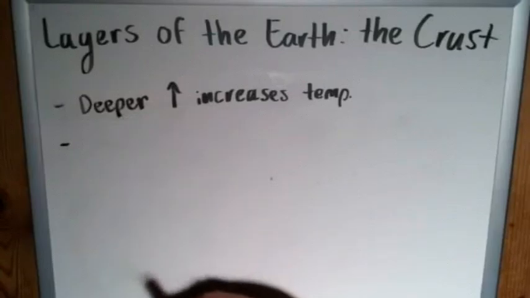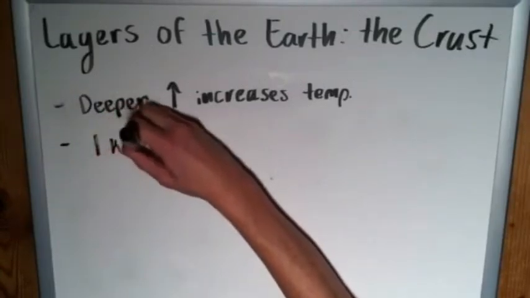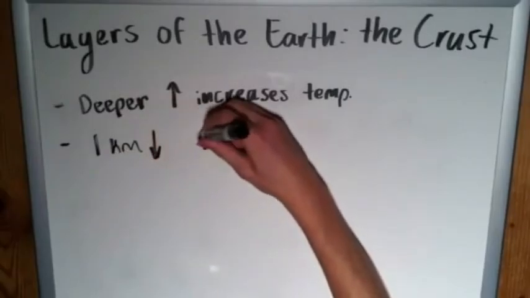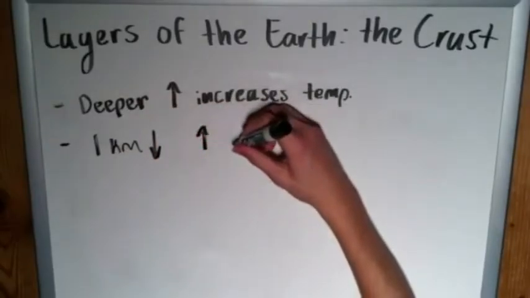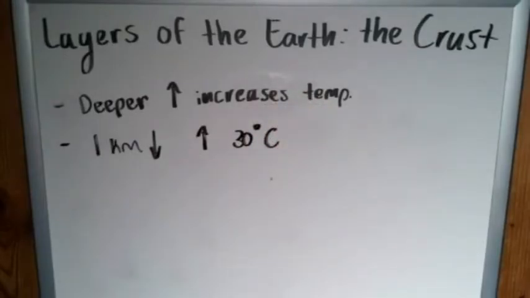So to tie an actual number to this, for every 1 kilometer you travel downwards, on average it increases about 30 degrees Celsius. And if you're like me and you're from the US, and you don't like to think of things in Celsius but rather Fahrenheit, 30 degrees Celsius is a pretty significant temperature change. It's not like 30 degrees Fahrenheit where it doesn't make that big of a difference.